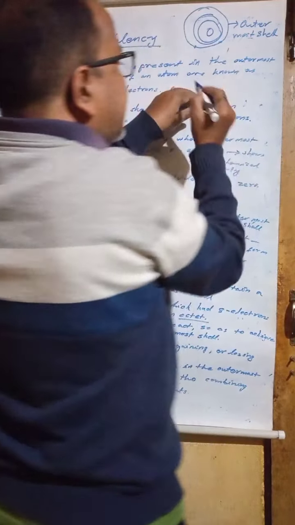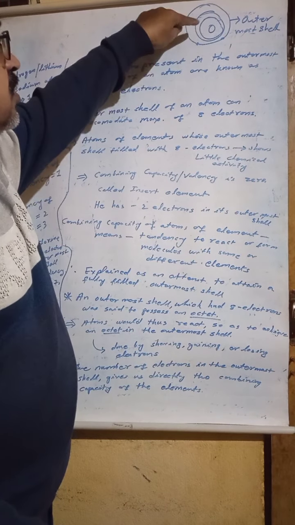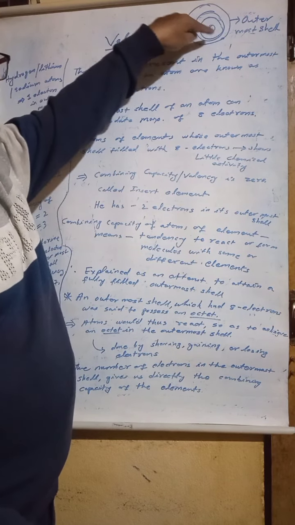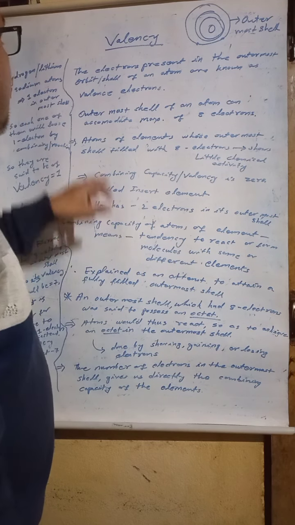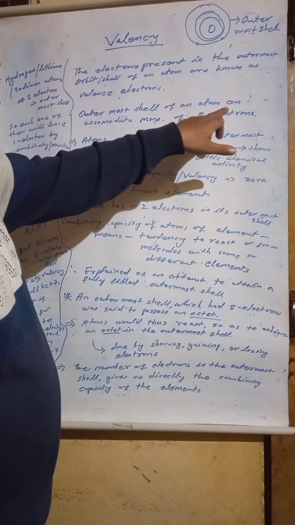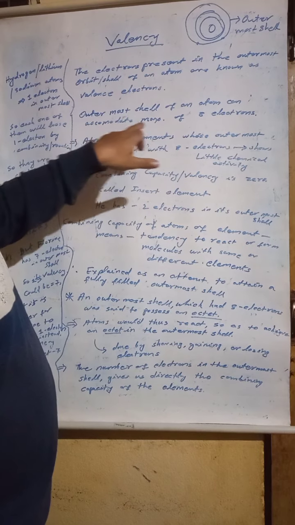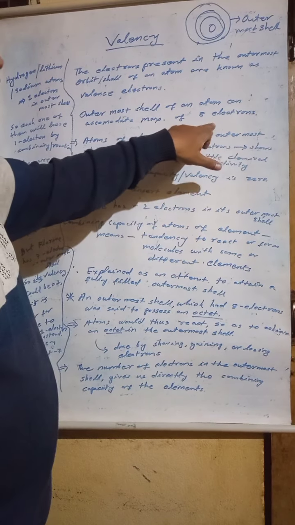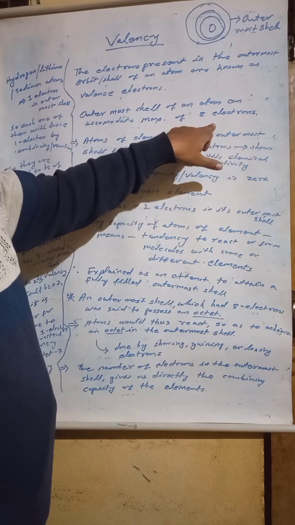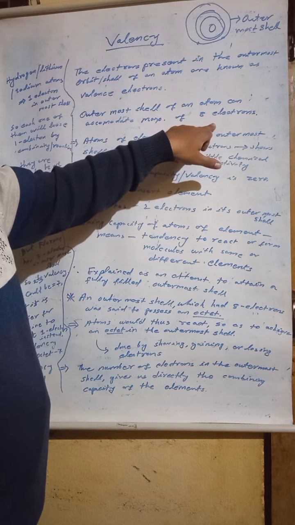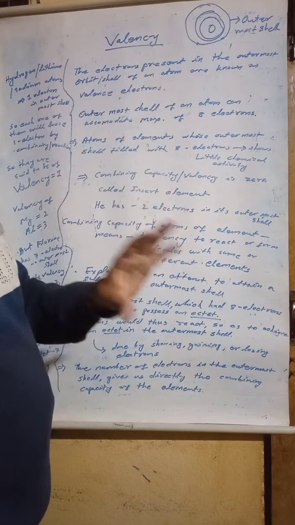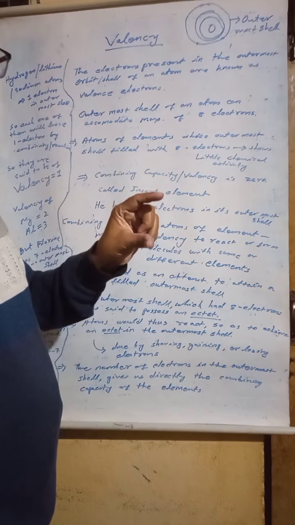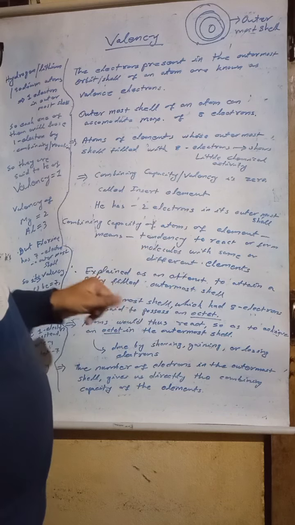How many electrons are present here? That many electrons is called the valency of that atom. The outermost shell of an atom can accommodate a maximum of 8 electrons, only a maximum of 8 electrons.